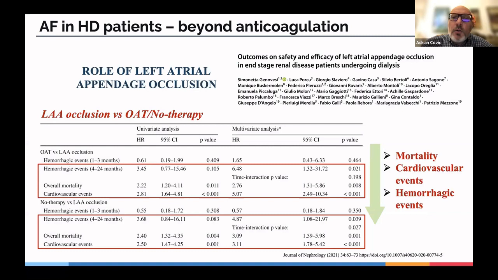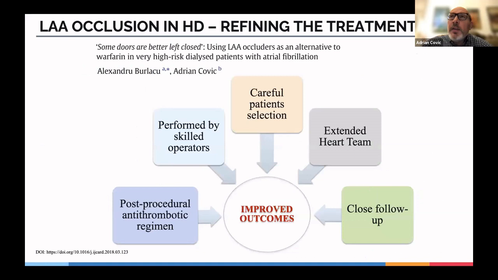This was published by Simonetta Genovese, and I urge you to read this publication. It is very recent. It is published in an increasingly well recognized European journal of nephrology, and they showed that the mortality, the number of cardiovascular events, and the bleeding profile are favorably influenced by this technique. So I think that this technique is to be considered. But at the same time, I think we have to be careful.